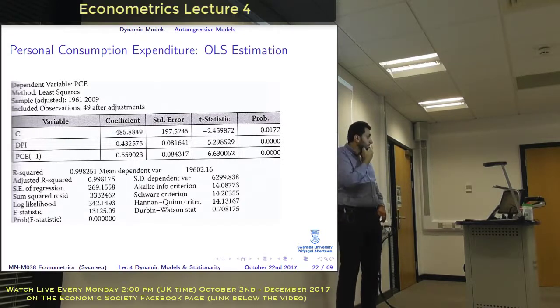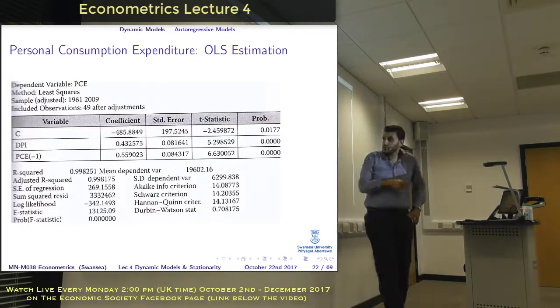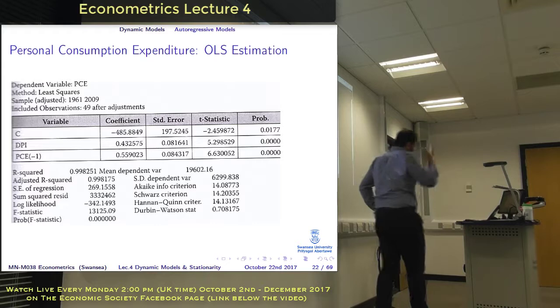It's beta 0. Yes. So beta 0 divided by 1 minus lambda. So this is the estimated lambda hat. Okay? So it is beta hat 0, this one, divided by 1 minus this one. This should give you the long-run impact.